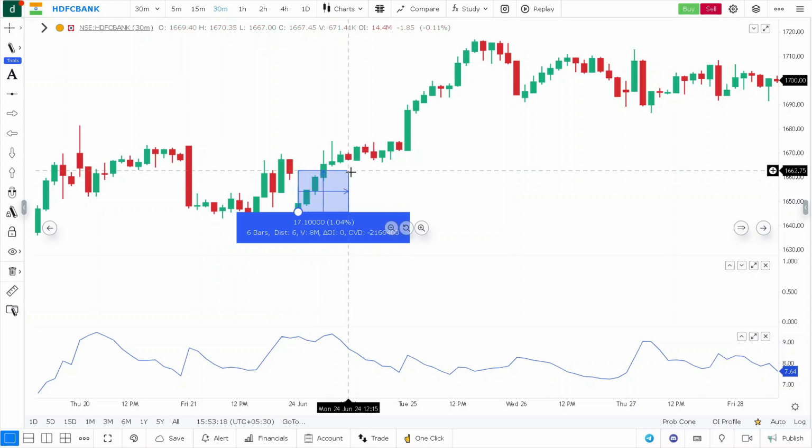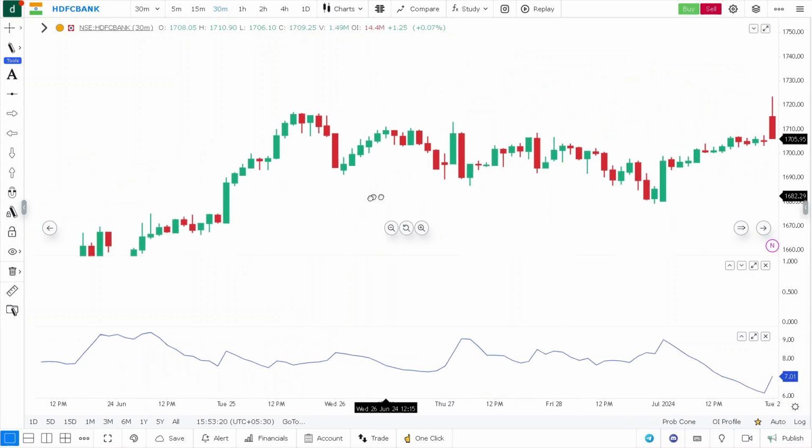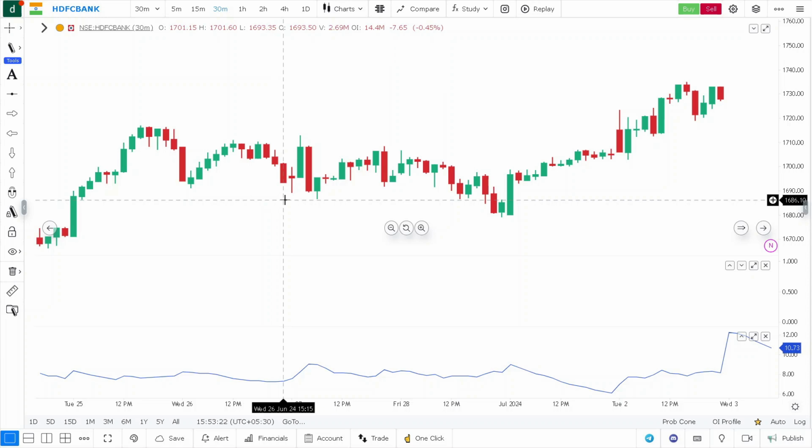So sometimes what happens is you will see a medium kind of range. So in a medium kind of range, you have to take the whole context into consideration. Whether the previous day there is a strong trend, whether the market is in consolidation. Like this, you have to understand the context.